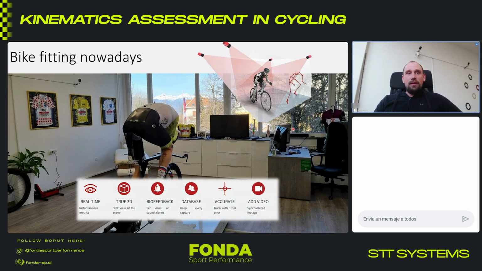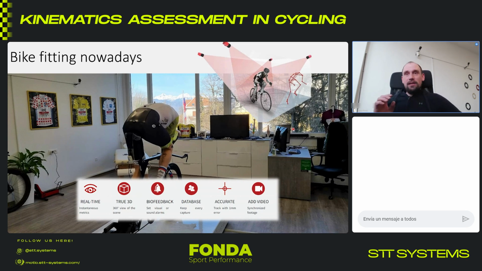That's all good, and well, it's commercially available. STT is one of the biggest and, in my opinion, by far the best producers of motion capturing systems. But without knowing what these cameras and this software are actually doing, it's kind of pointless using that.